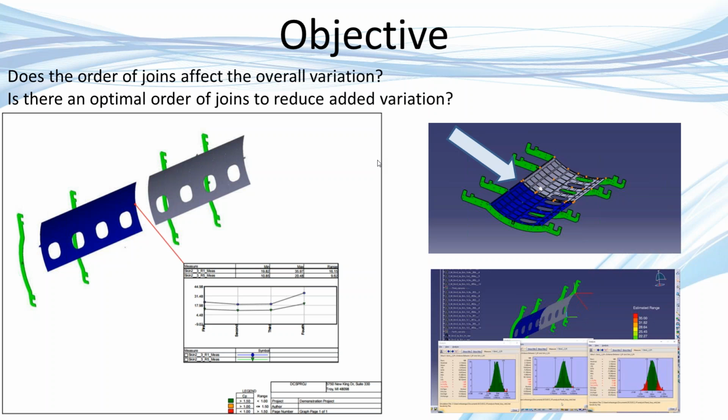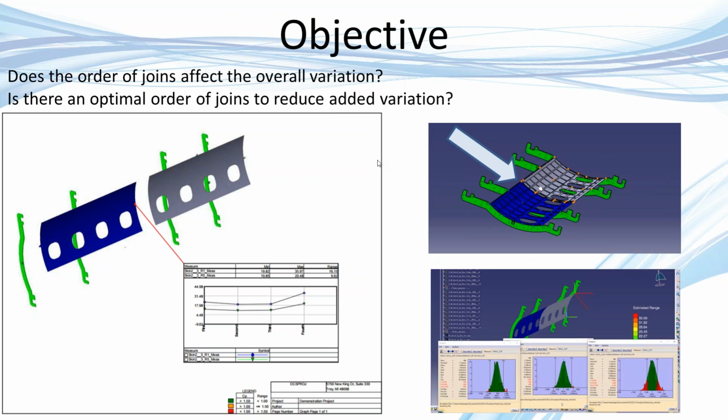So we're answering two questions. Does the order of joins affect the overall variation? So if we start at the top and we do spot welds to the bottom, or we start in the middle and go out, or we start at the bottom, go to the top, or other different scenarios, are the scenarios going to have different amounts of variation? And then, is there an optimal order of joins to reduce the amount of variation?